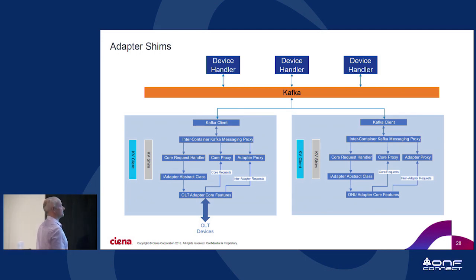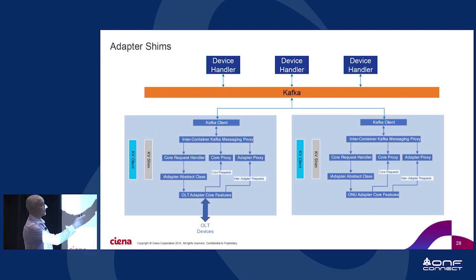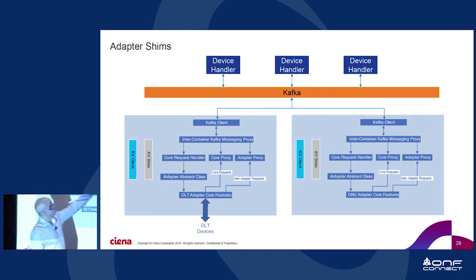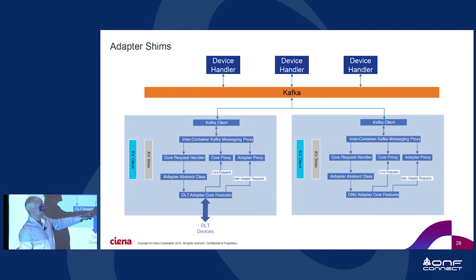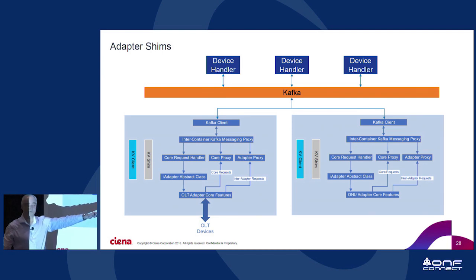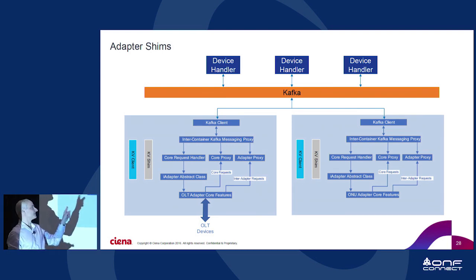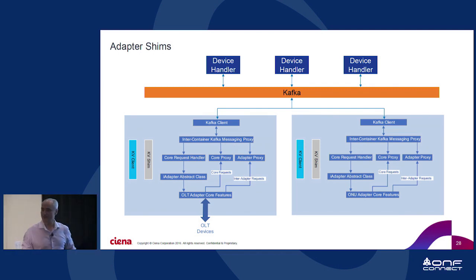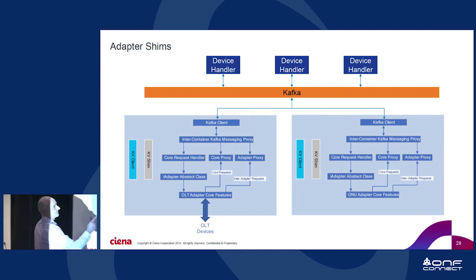We'll see that a little later, but there are two different channels these things take through Kafka. One is communicating with the device handlers, but the other is an inter-adapter request, between the OLT and ONU adapters. Actually, it's more ONU to OLT, because the OLT is the one that sends all the OMCI commands down to hit the ONU. That communication also goes through Kafka.